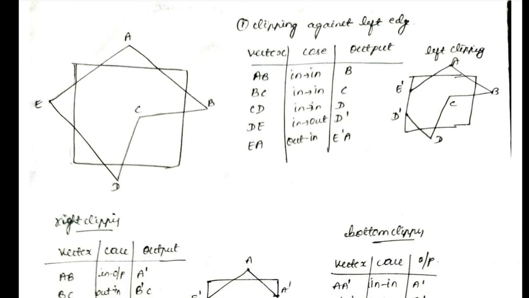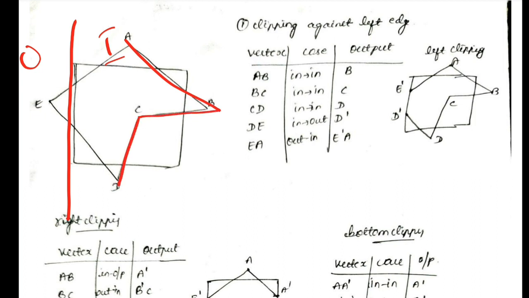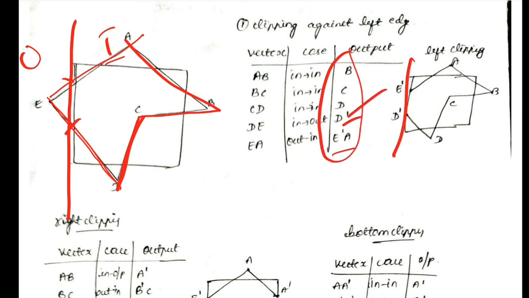So here, how many edges do we have? First note them: A, B, C, D, E. 1, 2, 3, 4 and 5 edges are there. So start from A, B. If you consider the left edge, we will be drawing like this. This is known as out, this is known as in. So A to B will remain the same, B to C will also remain the same, C to D will remain the same. From D to E, it is from in to out. In to out means it will be D dash here, right? So I have written D dash here, and then E to A is out to in, so it is E dash A. I have written E dash here. After that, join these two and just clip out this part here.